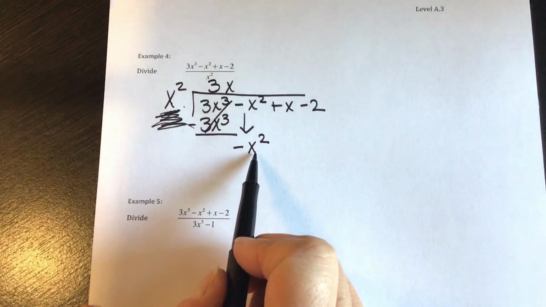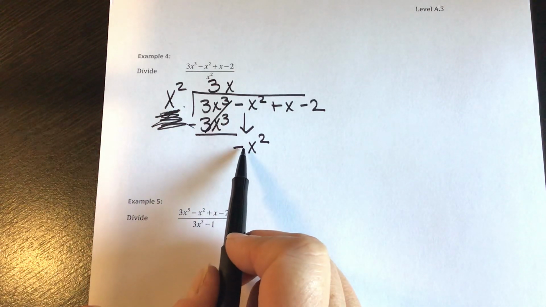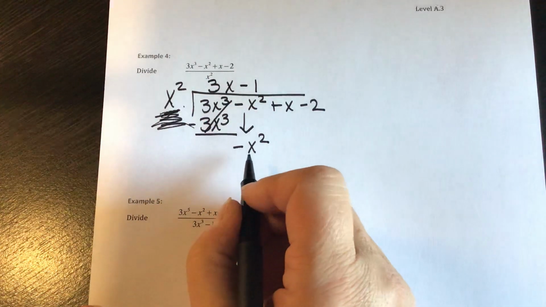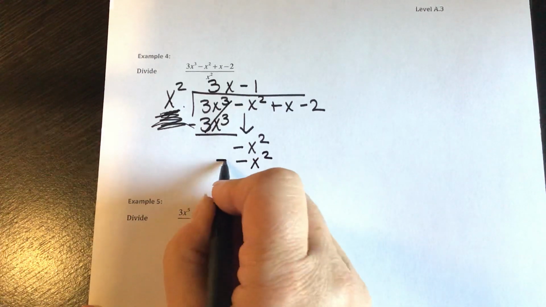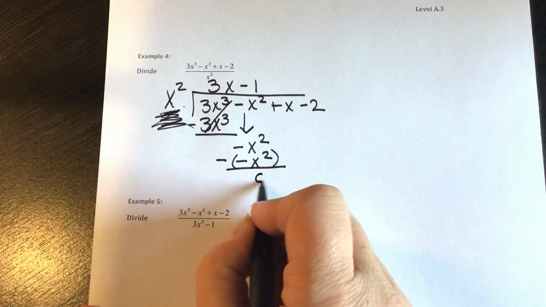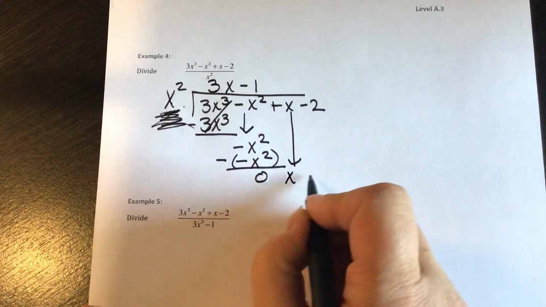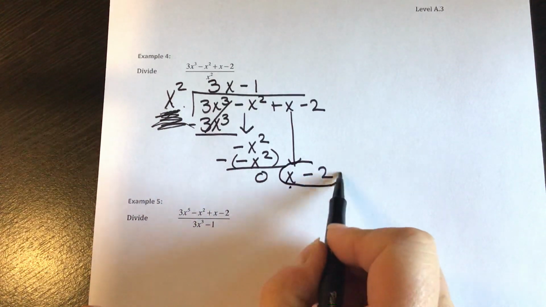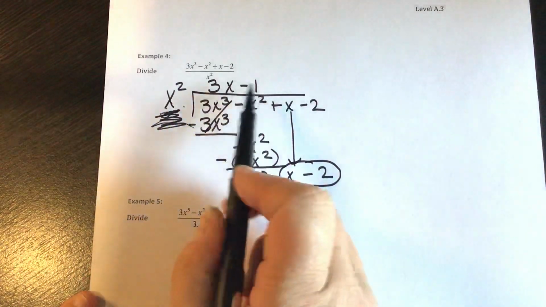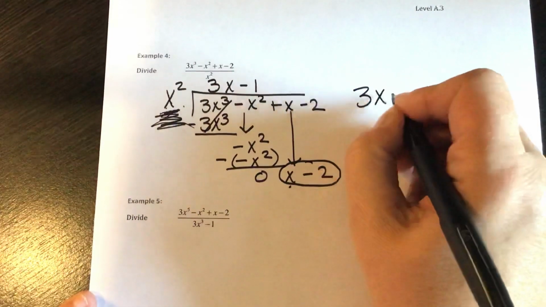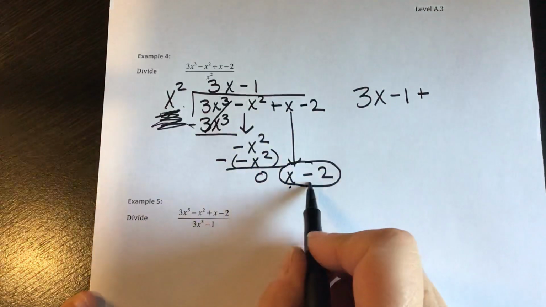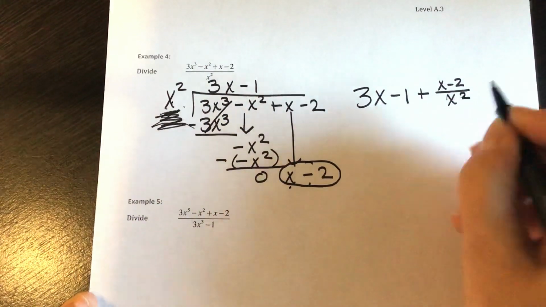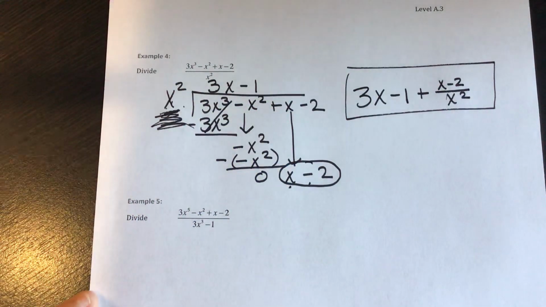X squared times negative 1 is minus x squared. So I'm going to put a minus 1 here. Negative 1 times x squared is negative x squared. When I subtract this, I get 0. I'll bring down my x and my minus 2, and x squared won't go into x. So this is my remainder. So if I write my answer, I have 3x minus 1 plus the remainder, x minus 2 over what I'm dividing by, x squared. So this is my answer.